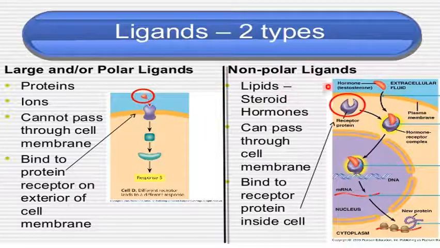And another type of ligand, which is called a non-polar ligand, like lipids and steroid hormones, can pass easily inside the cell membrane, where they have a receptor for this hormone. They further enter the nucleus and a new mRNA is synthesized, and thereby a new protein is synthesized. Why do they enter? Because they are hydrophobic in nature and they are smaller molecules when compared to the protein.